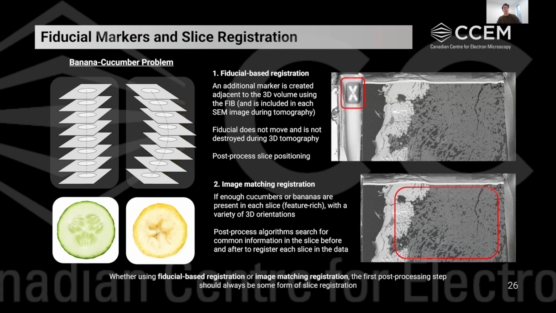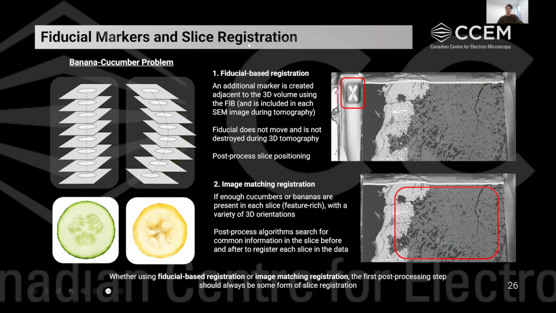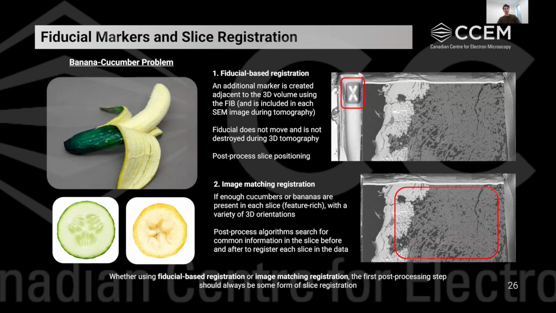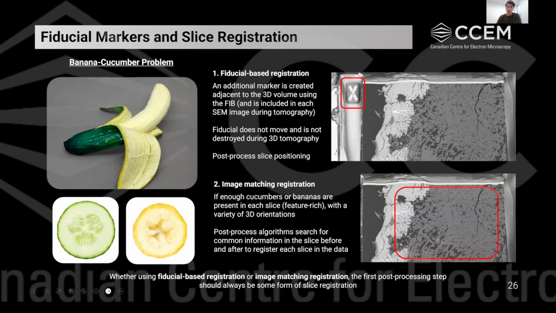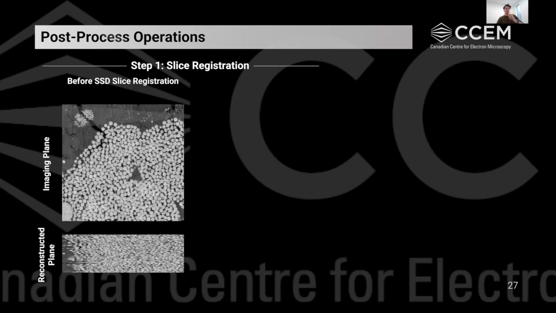But the important thing is that no matter which of these two techniques you're doing, one of the first image processing operations when you get out of the microscope should be to do some form of slice registration. And I'll show an example of that here. But this is going to be pivotal in determining whether we're looking at a banana or a cucumber, or we're not hallucinating and seeing something that's curvature that might not actually be there, or linearity that might not actually be there in our data.